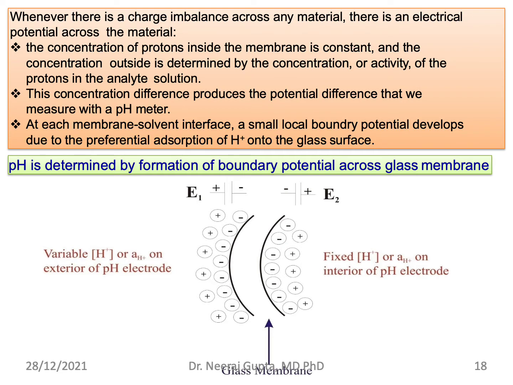At each membrane solvent interface, a small local potential develops due to the preferential adsorption of hydrogen ion onto the glass surface. We have already seen the glass membrane is specially designed to give preference to these hydrogen ions. Once these hydrogen ions get onto the glass surface, charge separation happens, and this leads to development of these potentials across the glass membrane. So pH is determined by formation of this boundary potential across the glass membrane.